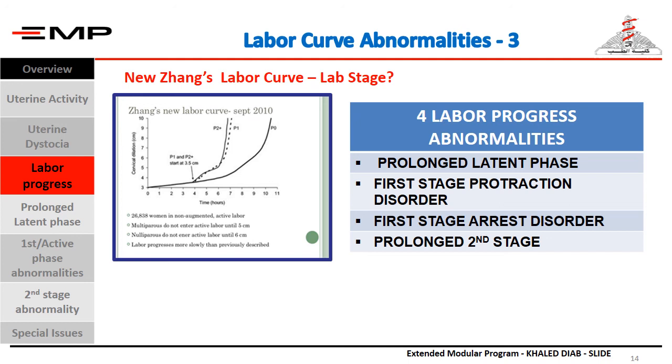Recently, Zhang has classified labor abnormality into only 4 main simplified abnormalities with clear clinical management: a prolonged latent phase, 2 active phase abnormalities including a protracted and an arrest disorder, and a prolonged second stage abnormality. Discussion of each of these abnormalities and their management will follow.